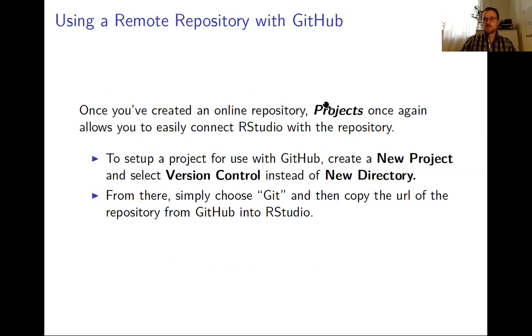In RStudio, if you want to connect RStudio to your GitHub account, you do that when you initialize the project, and you create a new project, and then you do that using version control. And instead of creating a new directory, this tells RStudio that you would like to copy a directory from online and just make a local copy on your computer. And then you just choose Git and copy the URL from your GitHub repository, and it will then make a copy from that locally on your computer.